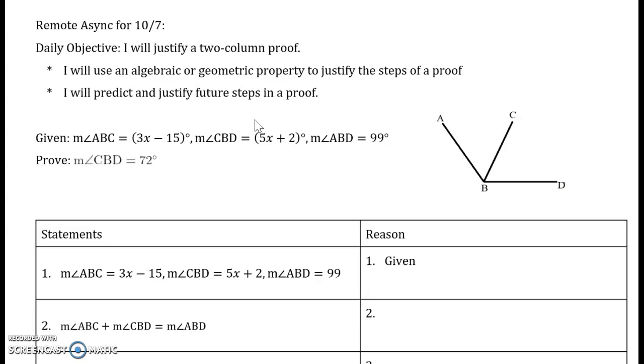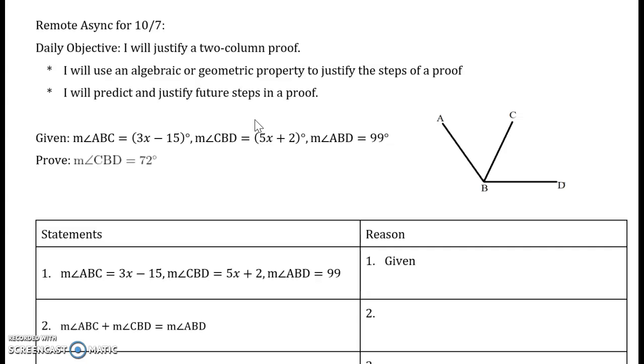So there's our objective, justifying a two-column proof. You're going to use algebraic or geometric properties, and then you're also going to have to predict and justify future steps in a proof. The goal being that we're going to learn how to justify first, and then eventually we're going to learn how to write a proof on our own.